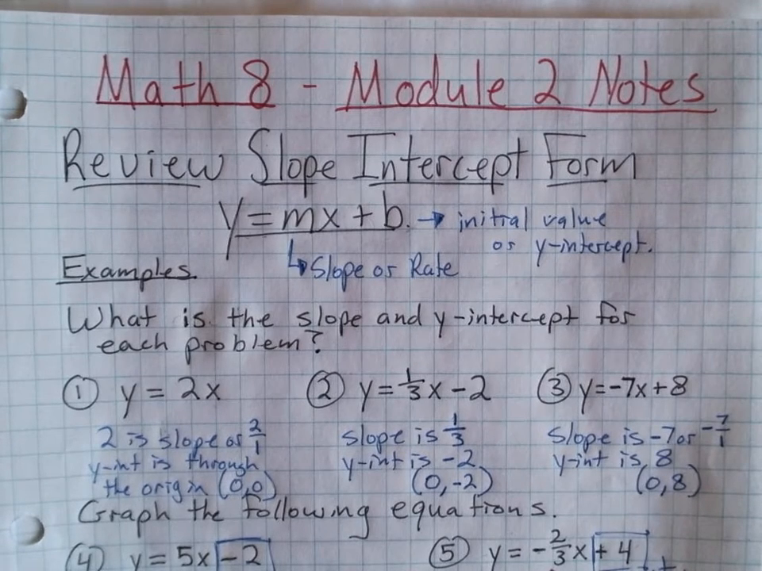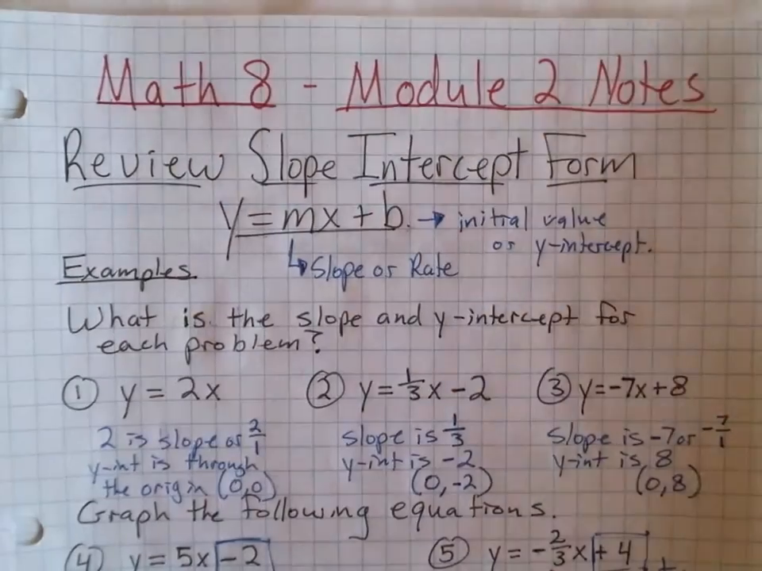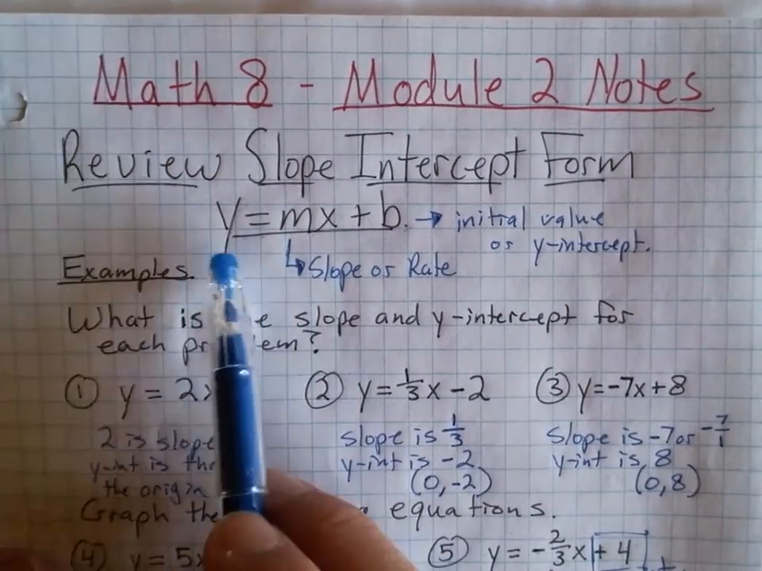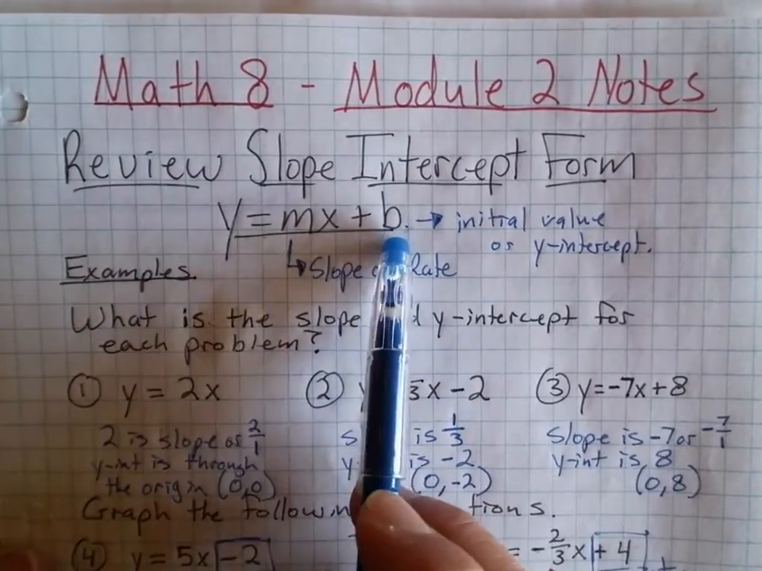We're going to speed right through these, but not really, because I want to make sure you guys got it. So we are reviewing slope-intercept form today. If you recall, and I'm just going to make sure this is ingrained in your head, slope-intercept form is y equals mx plus b. This is the form. This is a line.